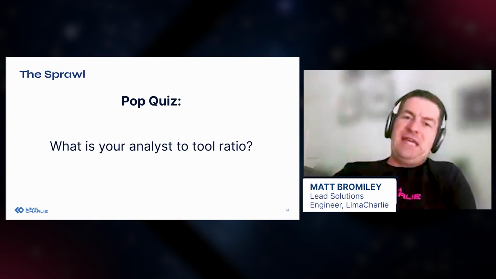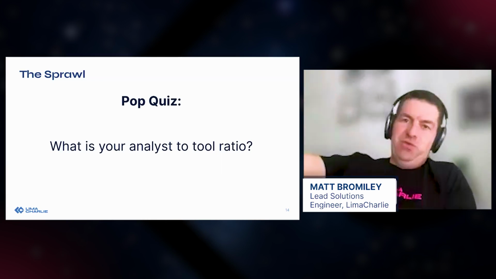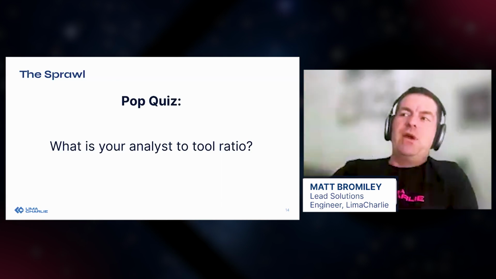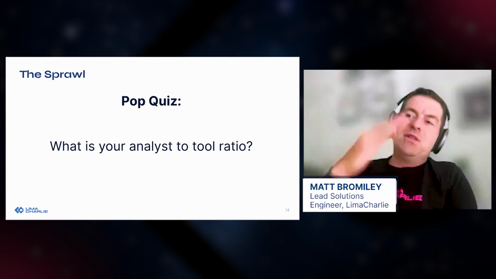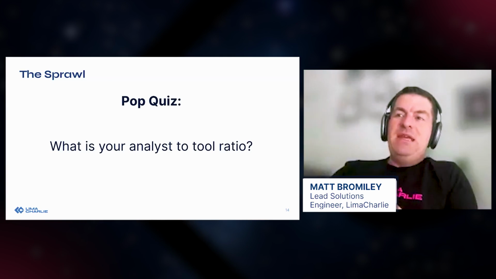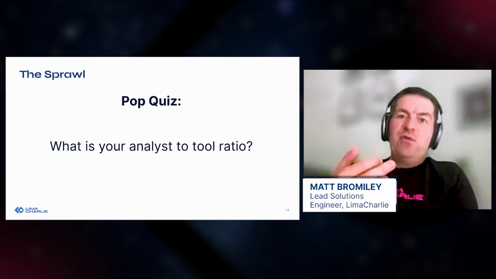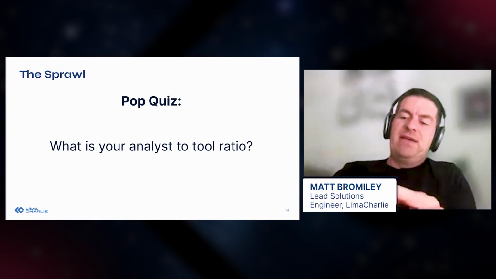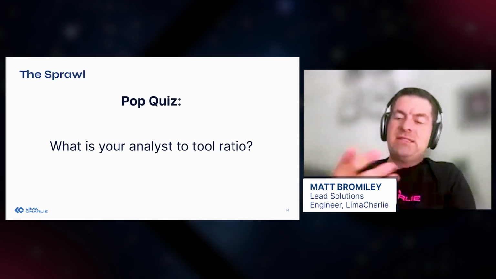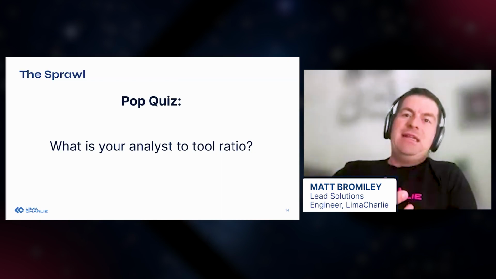If I have a SOC of 10 and I have 70 tools in place, that's an analyst to tool ratio of 7. That doesn't mean everyone's looking at 7 tools. That means I've got to consider, is that 7 dashboards that everyone's looking at? Is that 7 logins? Is that 7 sets of permissions? Is that 7 MFAs? Is that 7 things that they might need to get into?